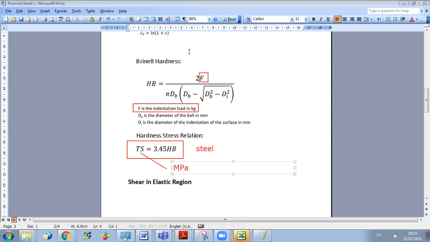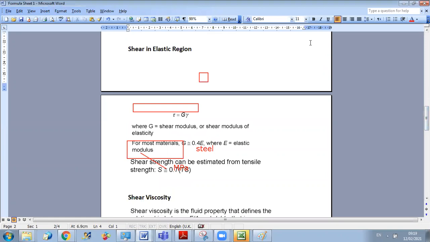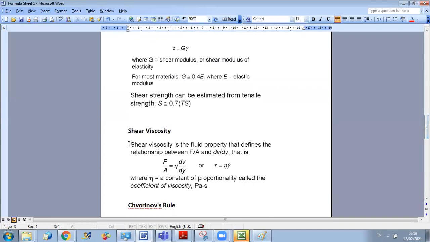Now, other formulas that are important: we have seen already together that we can relate shear properties to tensile properties. So you have the relation between shear modulus and modulus of elasticity. G is approximately 0.4 E for most materials. And also the shear strength can be estimated as a function of the tensile strength from the following relation. Concerning shear viscosity, the shear stress is the viscosity times the shear rate. So these are the formulas involved for shear viscosity.